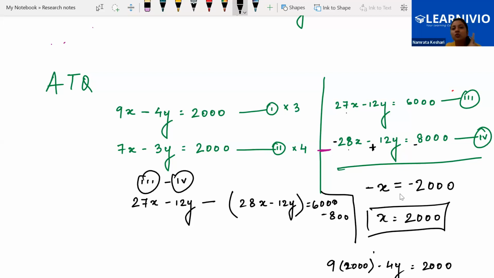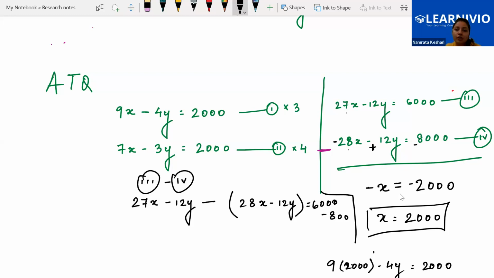By doing that way, you have got negative 4,000. By doing that way, you got y value as negative 4,000. No, ma'am, you have got positive 4,000. Yes, ma'am. Yeah, that is also perfect.